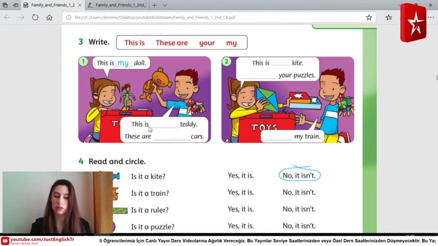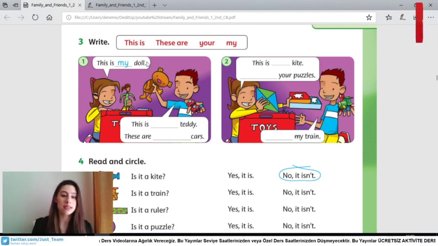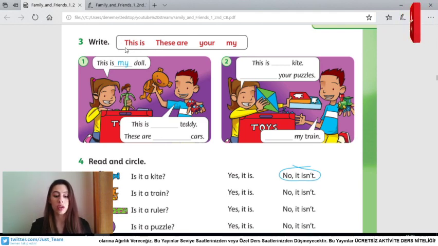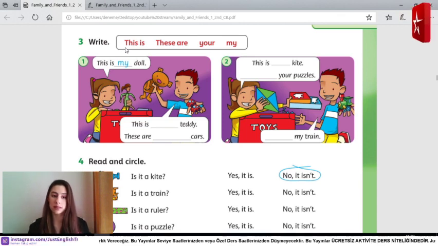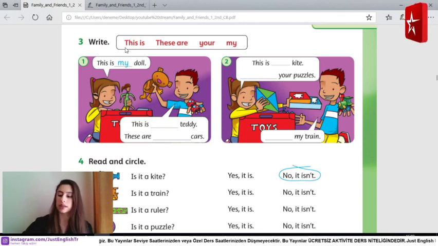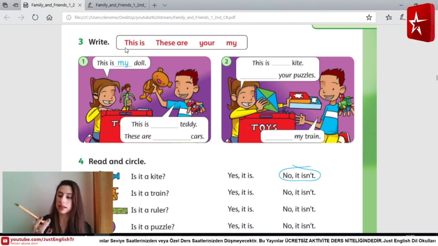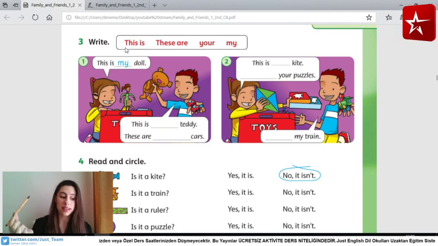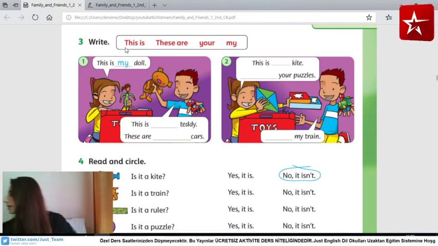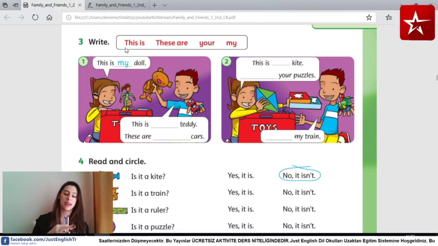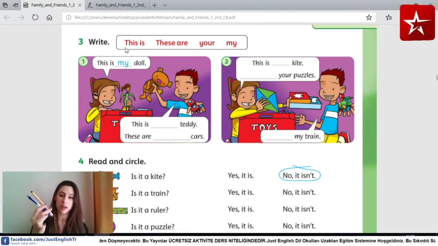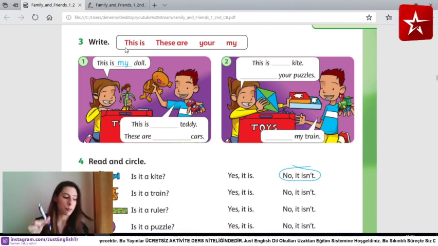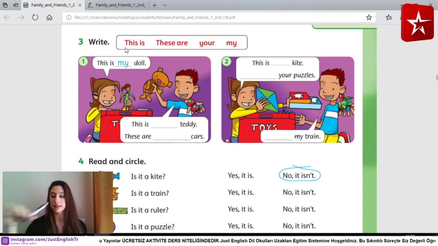Okay, if so, let me explain it for you. We use this for singular things. You know singular and plurals? For example, this is singular because there is one pen. There is just a pen, so it's singular. But if there were two pens, these are plural now. So, these, but this. That's the difference.